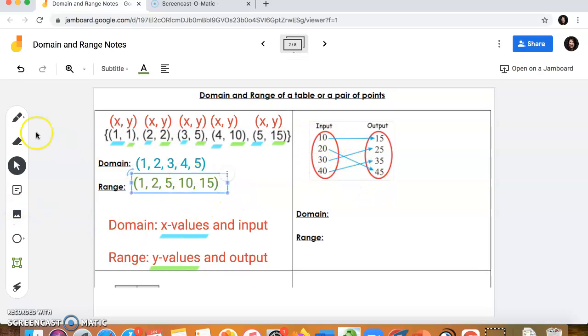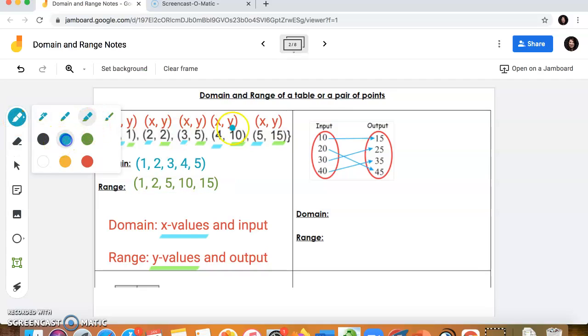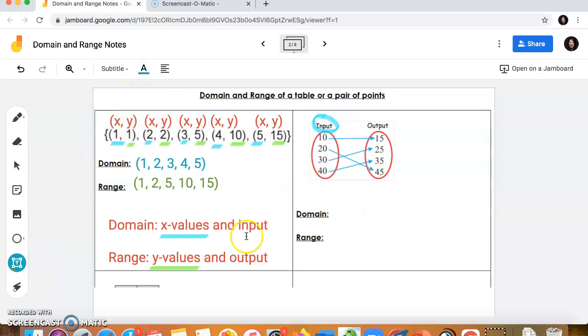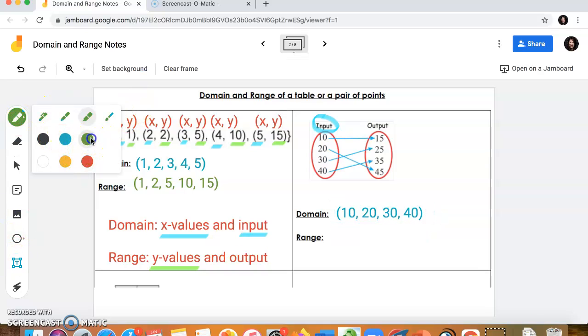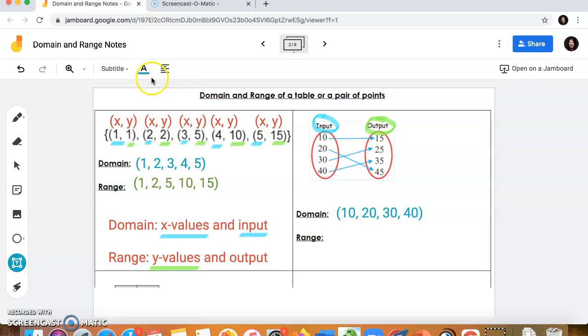For the one on the right, your input is your domain. So all the values that are your input, that is your domain. And those values are going to be 10, 20, 30, and 40. That's your domain. Your range is all of the y values, or it's also your output. The range is the output. So here our range is going to be 15, 25, 35, and 45. And that's it. That's your range.